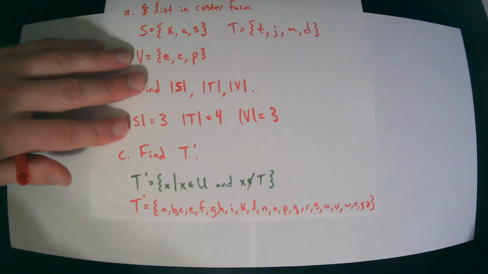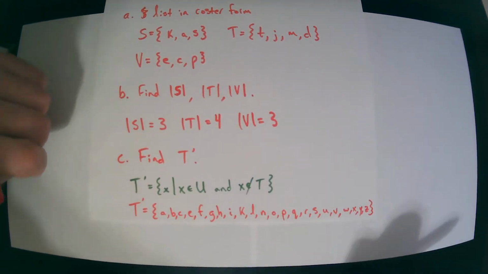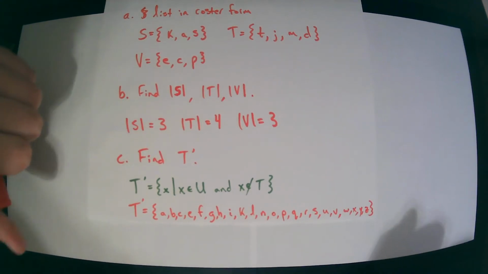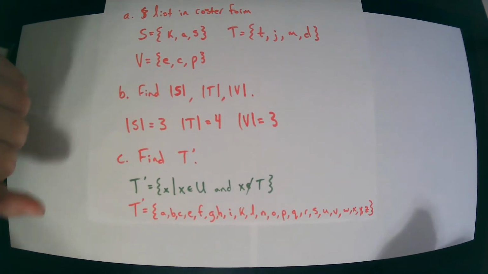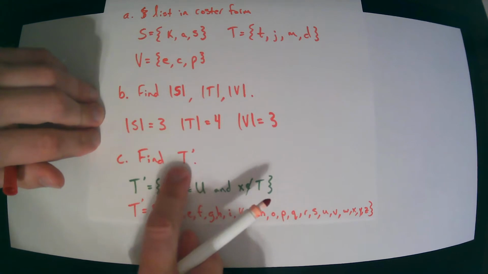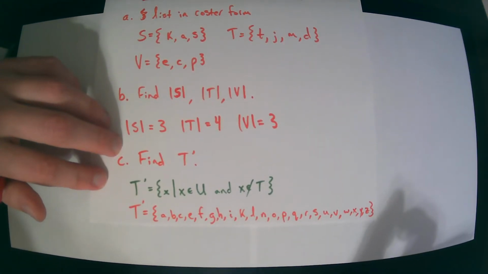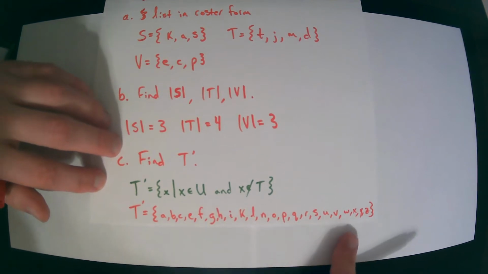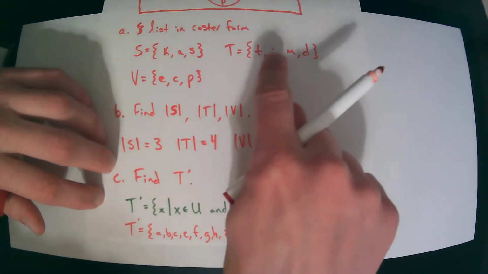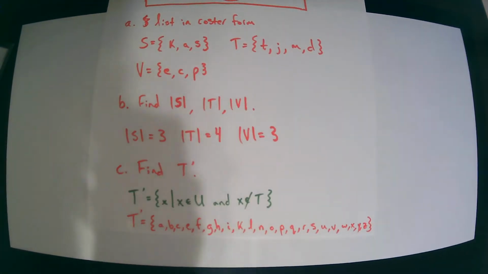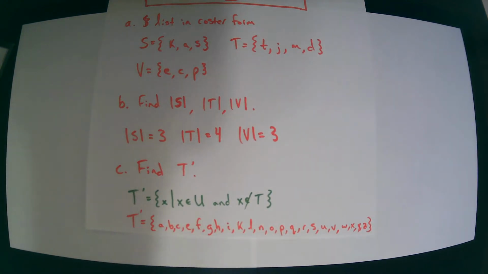There are 22 elements in this set, right? How do I know there are 22 elements? Well, because U is 26 elements, because there are 26 letters in the English alphabet, and T is 4 elements, so the complement of T should be 22 elements. And there they are. So this is the entire alphabet except for these 4 letters. I want to draw a picture of what that is.